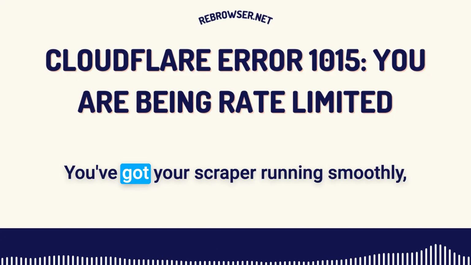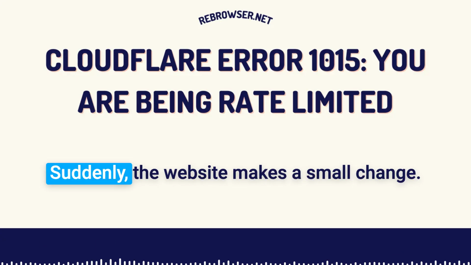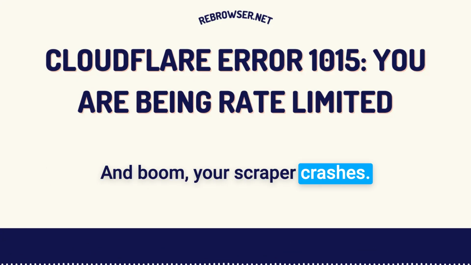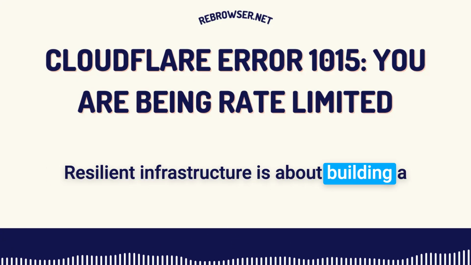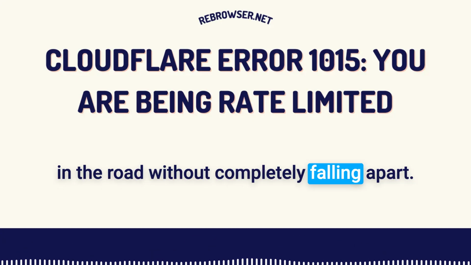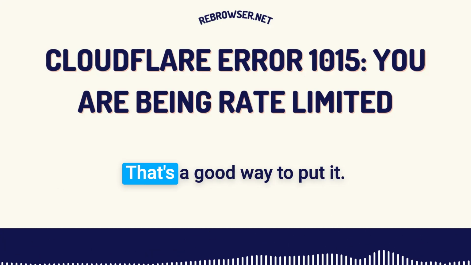Imagine this. You've got your scraper running smoothly, gathering data like a well-oiled machine. Suddenly, the website makes a small change. And boom, your scraper crashes. Resilient infrastructure is about building a system that can handle these kinds of bumps in the road without completely falling apart. So it's about having a backup generator for your data operation. That's a good way to put it.